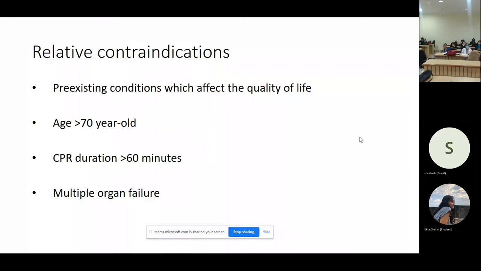If a patient has survived cardiac arrest and CPR was done for more than 60 minutes, there is one concept called brain is bigger than heart. So if the patient's neurological status is not determined, it is essential to determine the neurological status and only then put the patient on ECMO. And if the patient is going through multiple organ failure due to sepsis or infection, then again it is very important to consider the recovery chances and only then put the patient on ECMO. Any doubts till now?